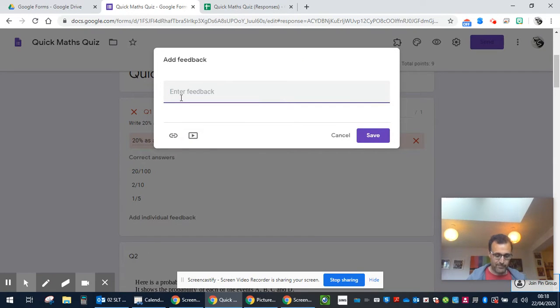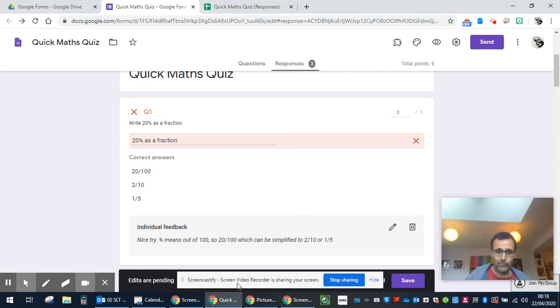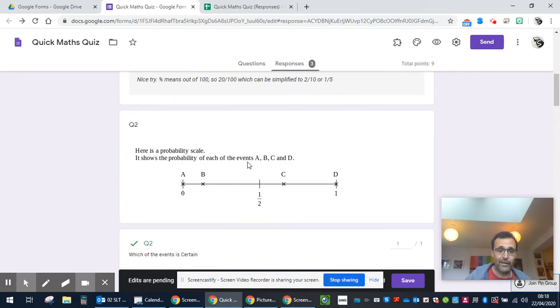So I'm going to give a bit of feedback of nice try. Percent means out of 100, so 20 out of 100, which can be simplified to 2 out of 10 or 1 out of 5. And then I'm going to save that little bit of feedback, and it says at the bottom here errors are pending, so I'll worry about that in a minute.